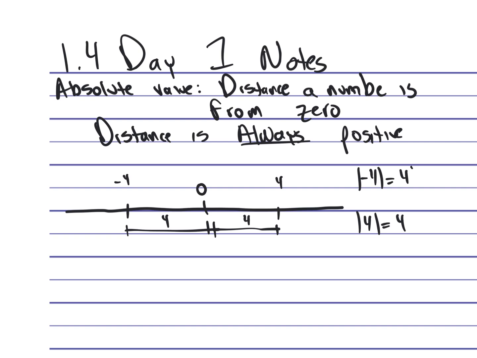Right. So for 1.4 day one notes, we're talking about absolute value and the distance and how we're to solve absolute value. So absolute value is the distance a number is from zero, and distance is always positive.